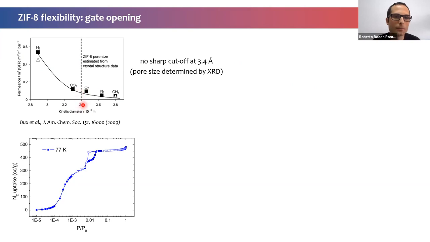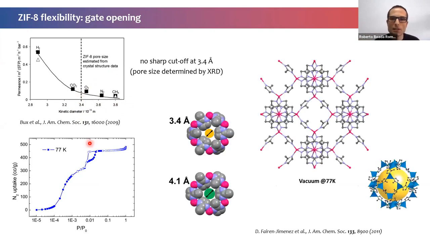However, beyond the 3.4 angstrom, which is the window where the gas can go through the structure, molecules as big as oxygen, nitrogen, and even methane were passing through.